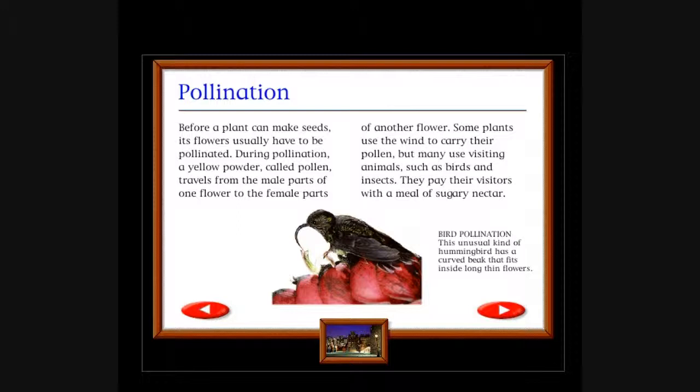Pollination. Before a plant can make seeds, its flowers usually have to be pollinated. During pollination, a yellow powder called pollen travels from the male parts of one flower to the female parts of another flower. Some plants use the wind to carry their pollen, but many use visiting animals such as birds, insects. They pay their visitors with a meal of sugary nectar. Bird pollination. This unusual kind of hummingbird has a curved beak that fits in their long, thin flowers.